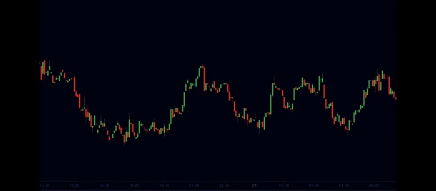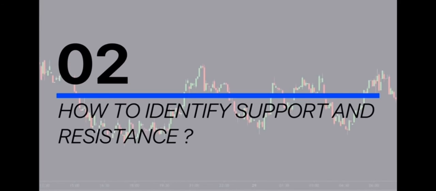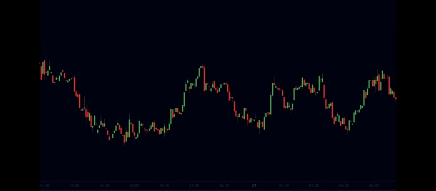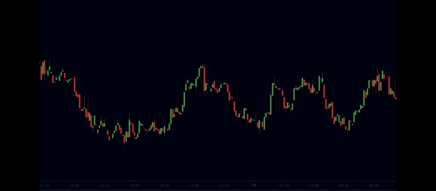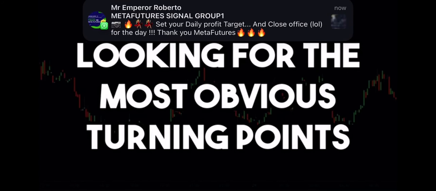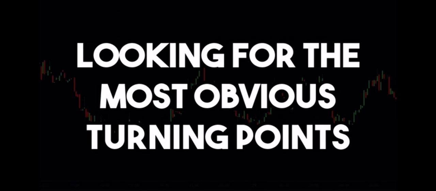Support and resistance are one of the foundations of technical analysis. So it becomes very essential to learn how to correctly plot these levels. How do you identify support and resistance levels? You would be surprised to know that most of the traders don't know the correct way of drawing support and resistance levels. The best way of identifying support and resistance levels is by looking for the most obvious turning points.